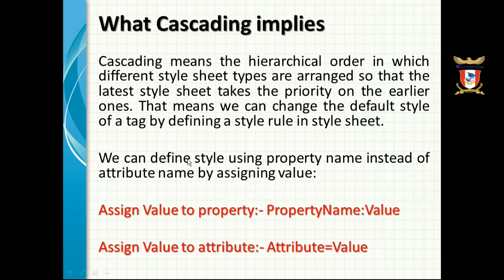As we discussed in the previous chapter, we can change the default setting of any tag by using attributes. That was the formal, previous way to make changes in the style of any tag by using attributes. We assigned a value to an attribute as attribute equal to value. For example, the body tag has bgcolor, then bgcolor is equal to the name of a color.